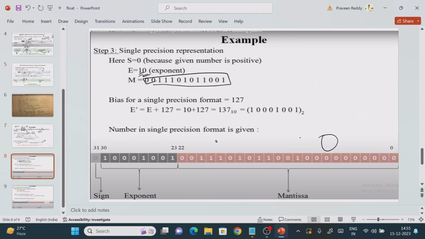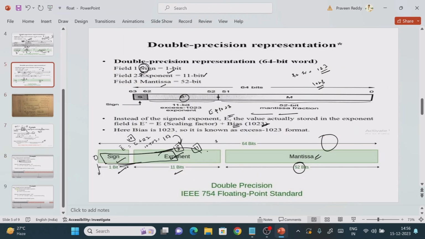Now see how to find it. This is the first field, the sign bit value. What is the sign bit value? It should be 0. Next is the exponent value, so we need to find e bar, that is nothing but e plus 127. What is the e value we have obtained? E equal to 10. So 10 plus 127 is nothing but 137. What is the binary number for 137? 10001001. So here we are writing the 8 bit representation. So this part we have completed.